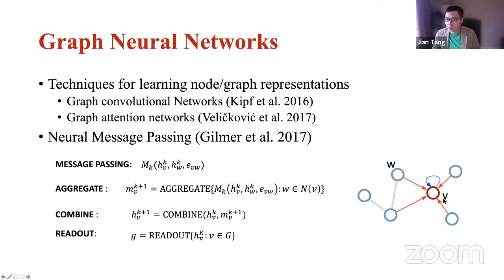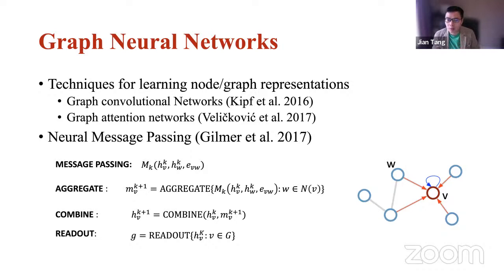Okay, so we can do this for this node. We can do this for every node on the graph. So in one iteration, but then we can do this iteratively by using different layers of graph neural networks. So you can see that with different layers of graph neural networks, we are basically going to iteratively update the node representations.